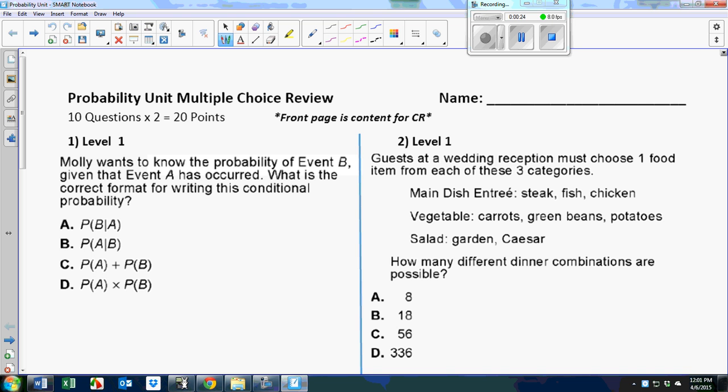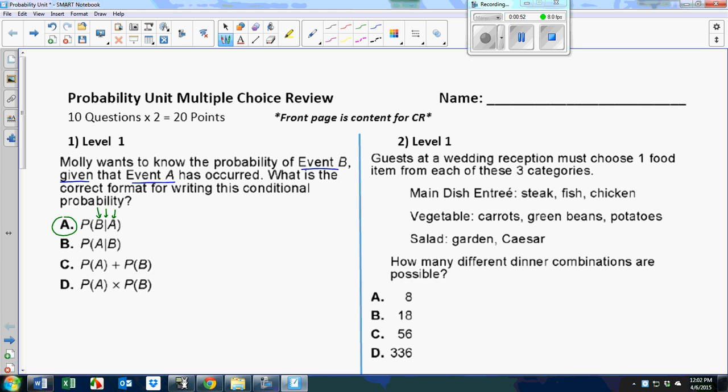Molly wants to know the probability of event B occurring given that event A has already occurred. What is the correct format in writing for that? Well, that format would be answer A. It literally says, find the probability of B, vertical bar means given A. So if you read it out loud, it means the probability of event B given that event A happened. That's literally how you read the symbols. That's why it's a level one.